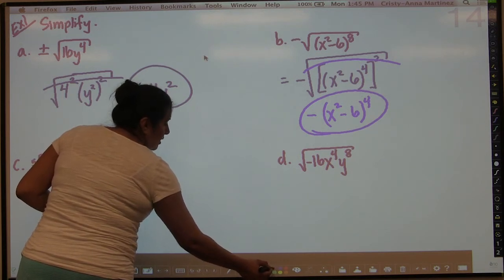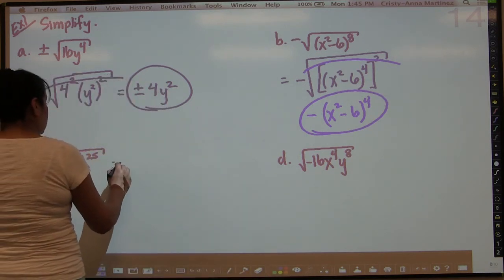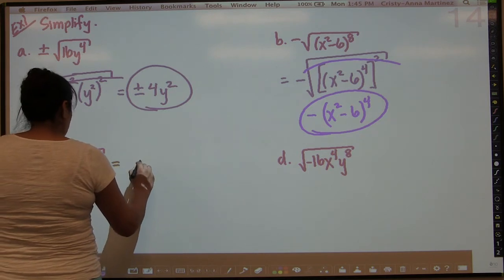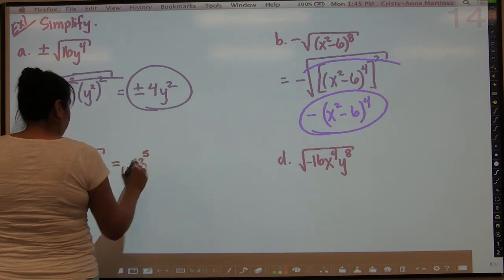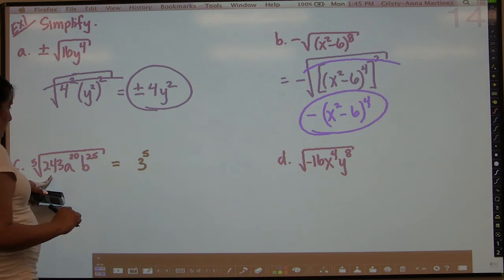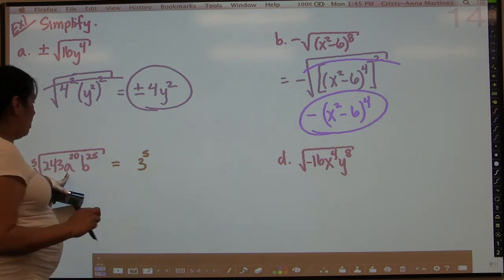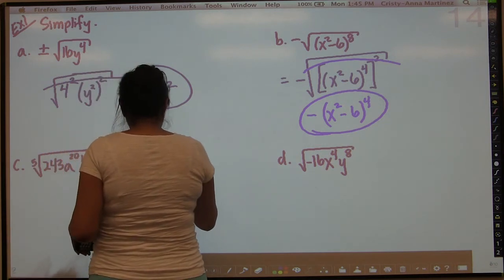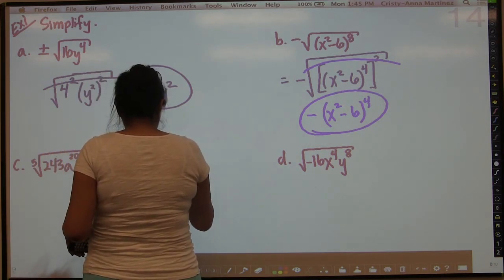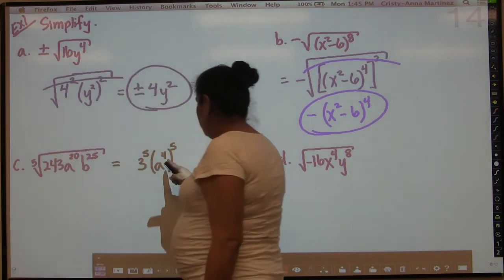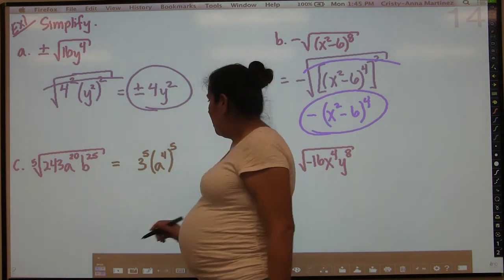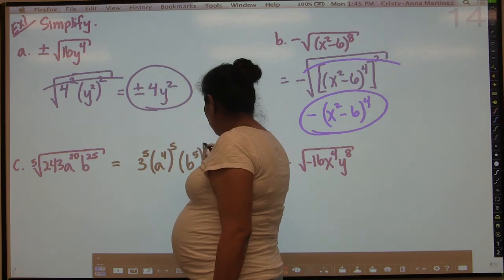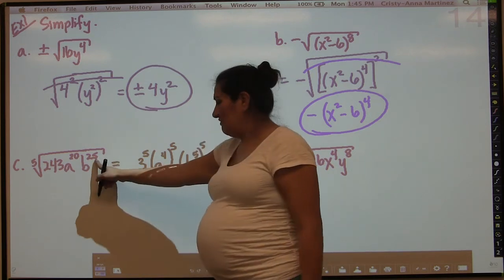So what I'm going to do is write 3 to the 5th power. That's the 243. Now a to the 20th I know is 5 times 4. So I'm going to go a to the 4th and then to the 5th power. So that's going to give me 4 times 5 is going to give me the 20. And then we're going to go b to the 5 because 5 times 5 is 25 and I need 25 b's.